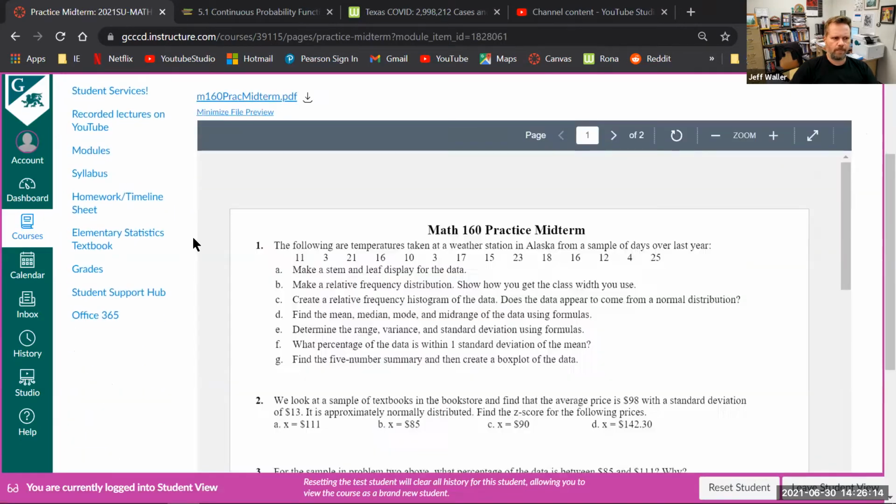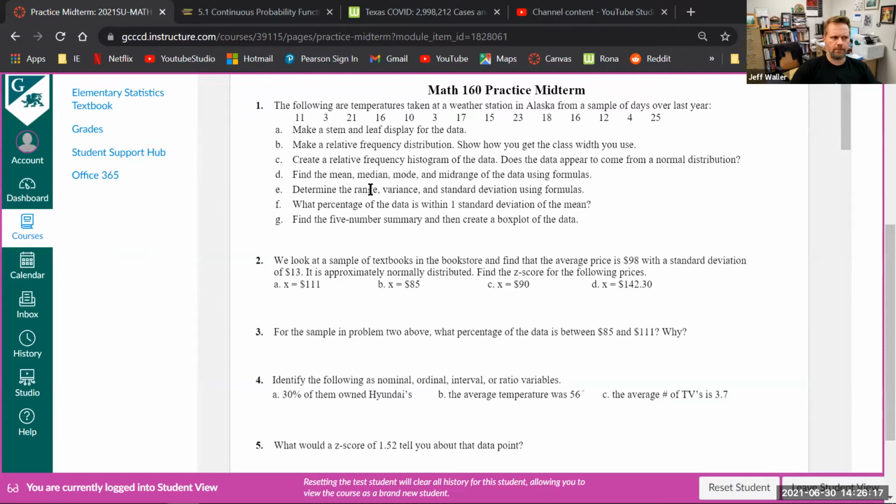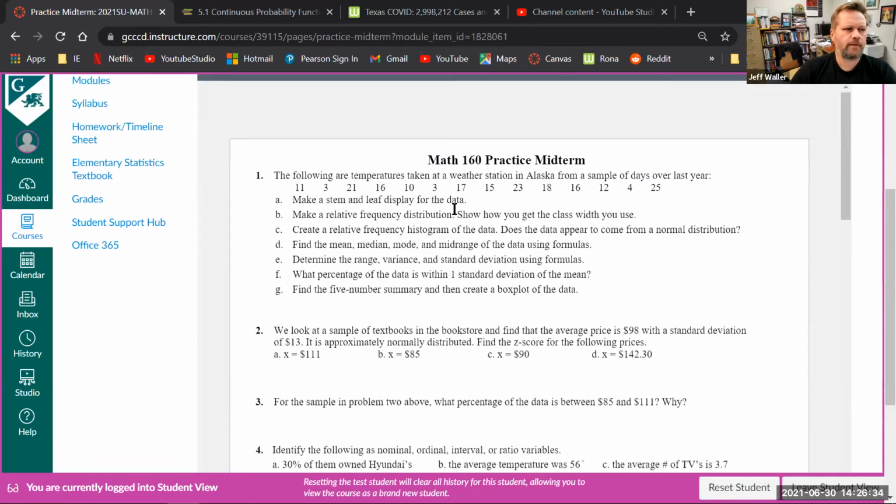So we could do, here's the problem where I want you to create a relative frequency histogram. So you guys want to do that real quick? Yeah, okay. So let's go ahead and do part A and part B, and part C. Why not just do the first three parts?